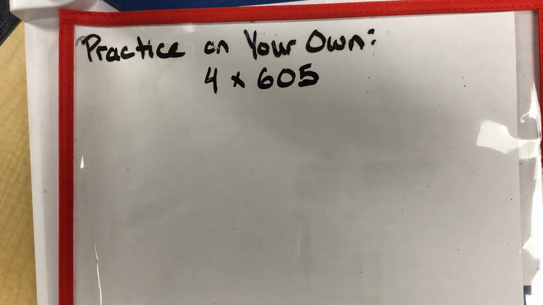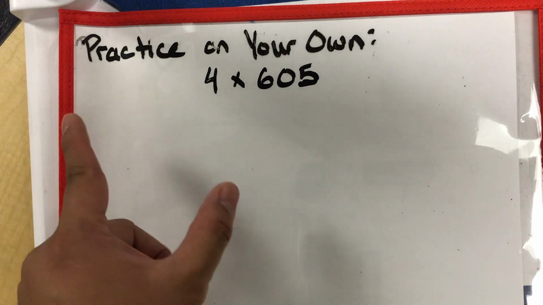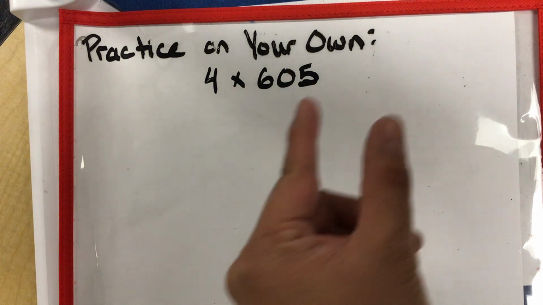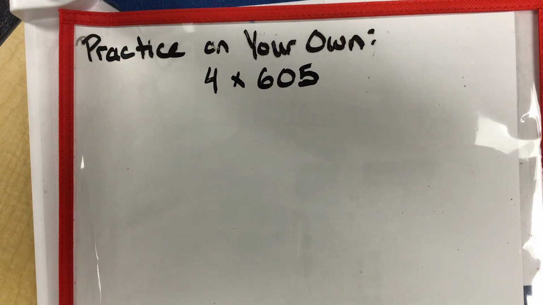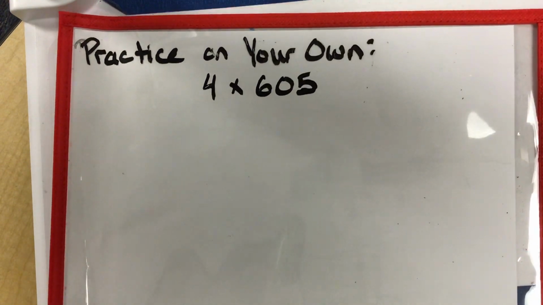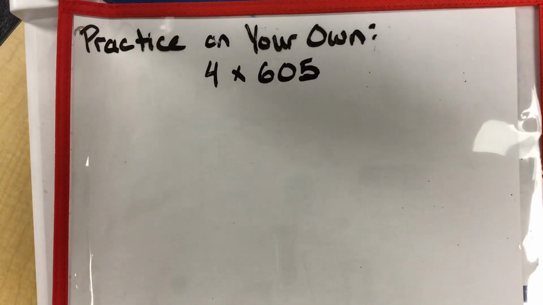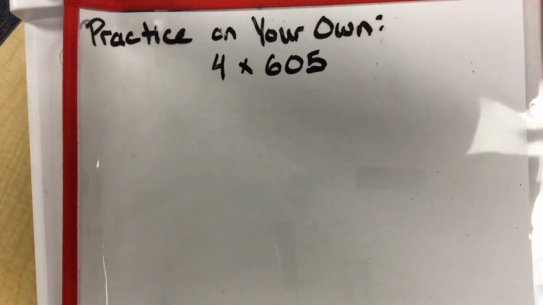We have 4 times 605. For this, I would like you to pause the video and try to solve it using your standard algorithm with partial products on your left side and your area model on your right side, just like what we did on the last problem. You can use that as a way to help you if you need to look back. Okay? So pause the video, give it a shot, and press play, and we're going to figure out if you got it correct or not. You're just going to compare your answers with mine. All right?